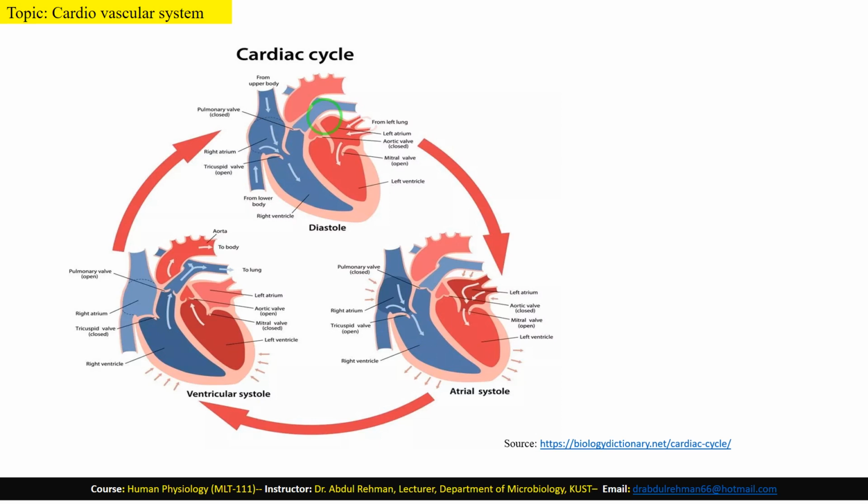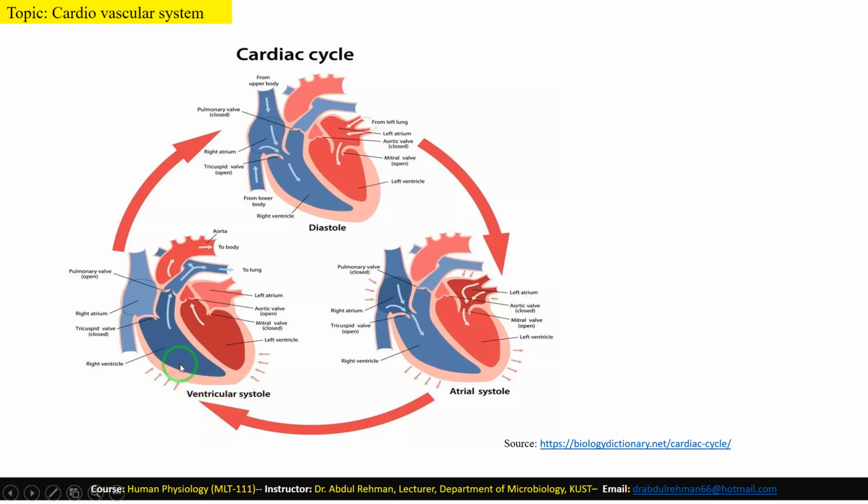Once the chambers become filled with blood, then two states will take place. One is atrial systole and the other one is ventricular systole. During atrial systole, the blood is pumped from the atrium into the ventricles, and the ventricles become filled with an excess amount of blood. As a result, their muscles become stimulated and contraction starts, which is called ventricular systole.